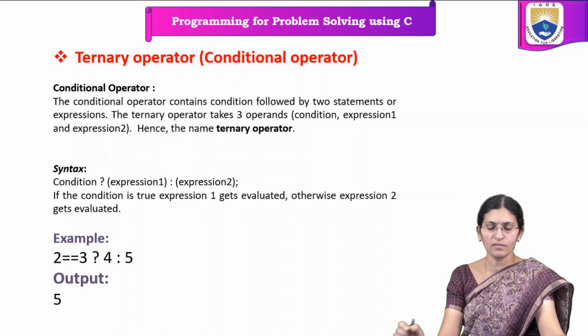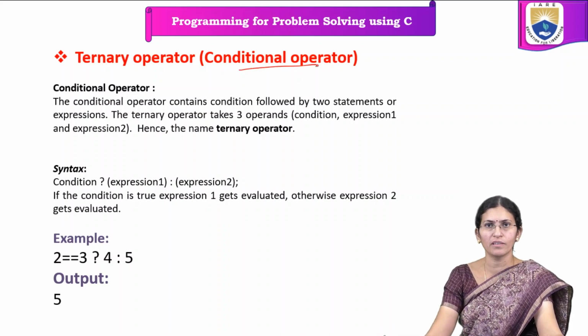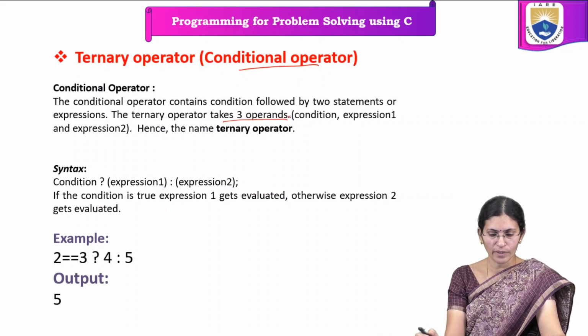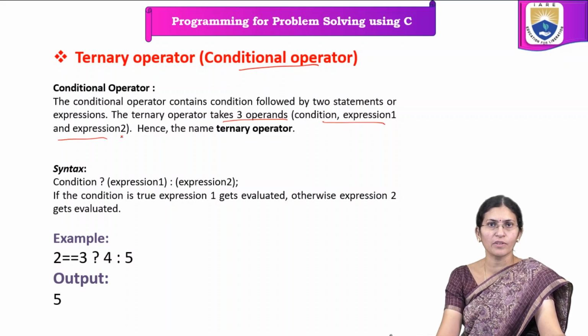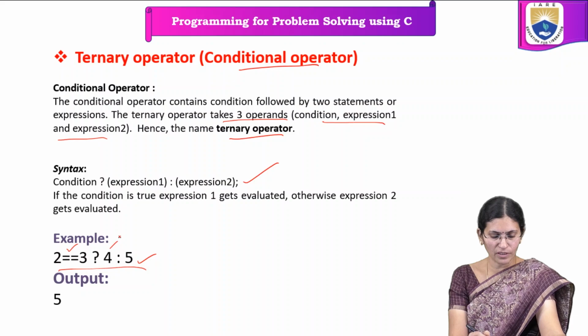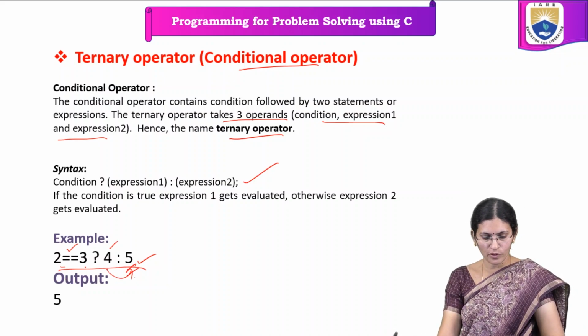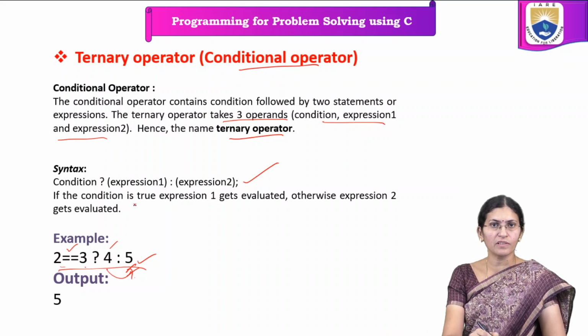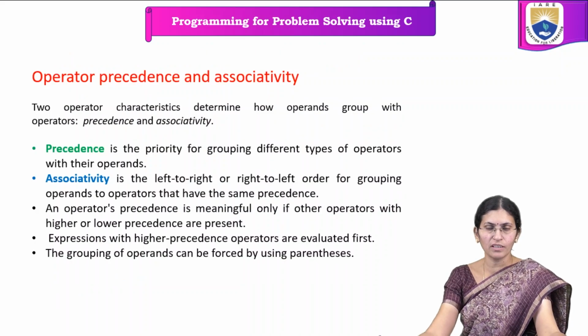Next one is ternary operator. The other name for ternary operator is conditional operator. The conditional operator takes three operands: one is the condition, next expression 1 and expression 2. Therefore it has been given the name ternary. This is the syntax. For example, consider this statement: 2 is equal to 3. If the condition is true, then expression 1 will be evaluated, else expression 2 will be evaluated. Here 2 is equal to 3 is false, therefore expression 2 is evaluated, and the output of this program is 5.